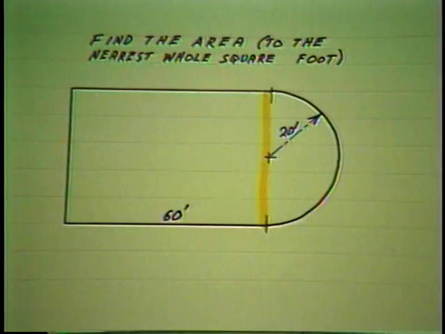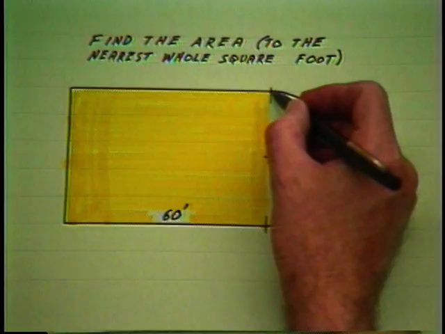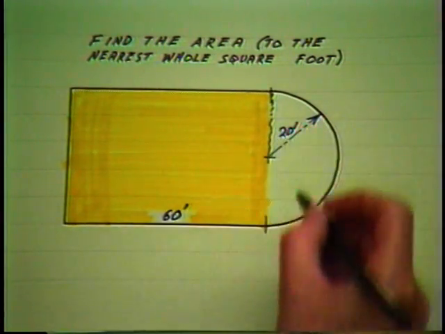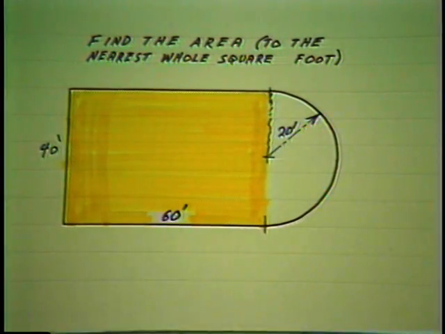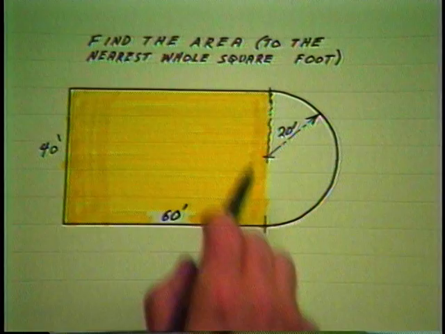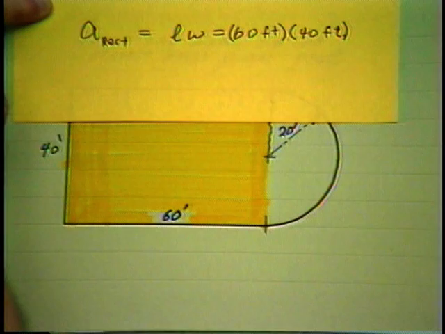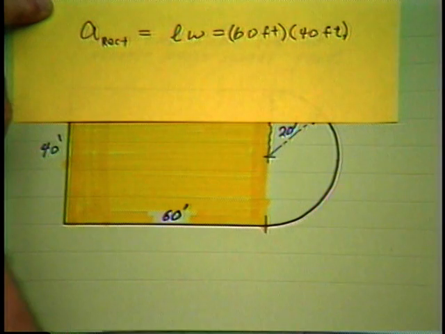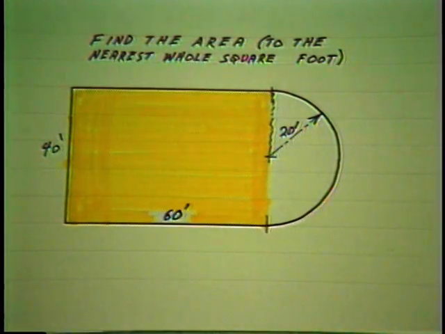is this particular rectangle. Now, if we first note that this radius is the same even if it's measured from here to here, then if I double it, which is 40 feet, I in fact have the width of that rectangle. So this yellow portion, the rectangle, at least I can find the area of that. So let's do that. And we get that the area is length times width, which we now know. Substituting and multiplying, we get 2,400 square feet.